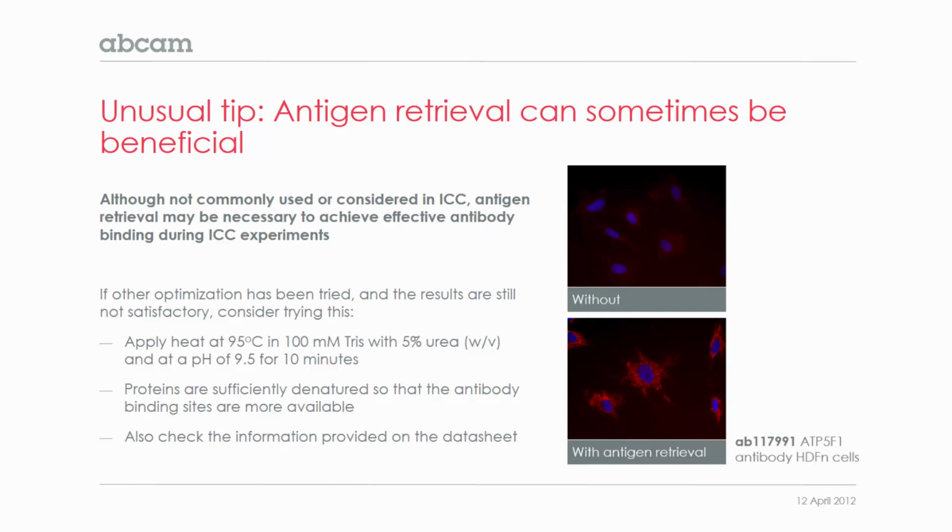You can also check information provided on the data sheet, so very often if we're aware that antigen retrieval will help, then this information will be on our data sheets. For example, we have an ATP5F1 antibody, an example shown here. So we have staining of HDFN cells. And you can see that without antigen retrieval in the image on the left, you can see very little red specific staining. And if we try antigen retrieval, obviously this seems to improve the staining, and the antibody has more access to the epitope and improves the results.